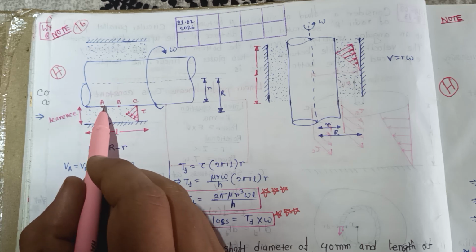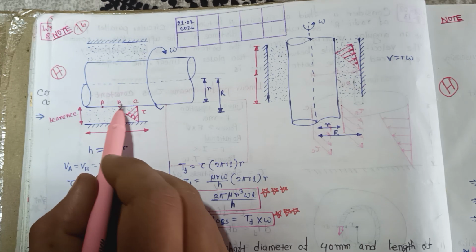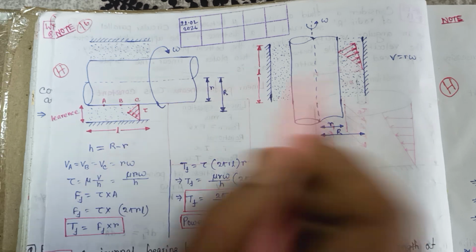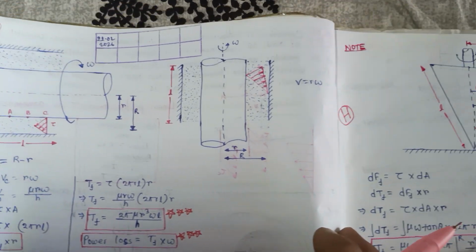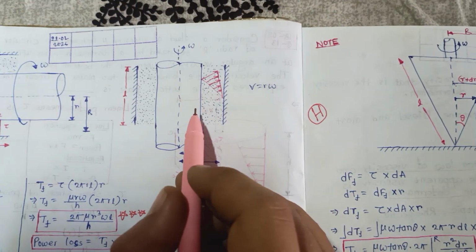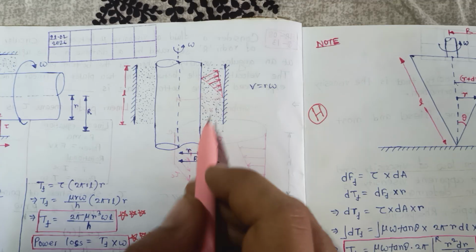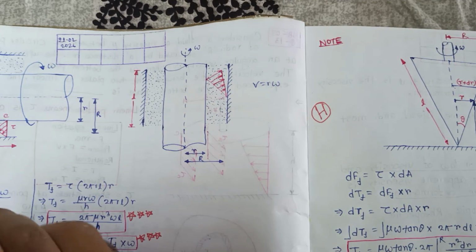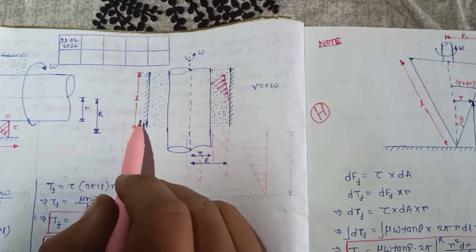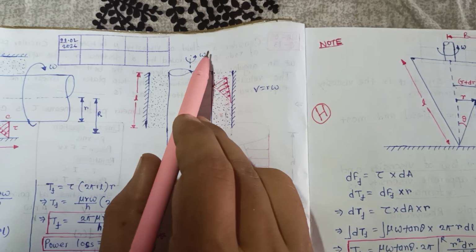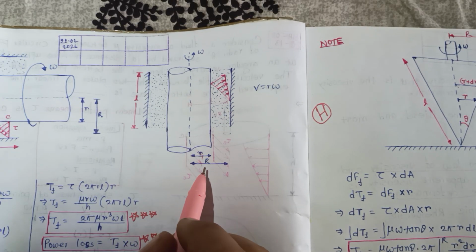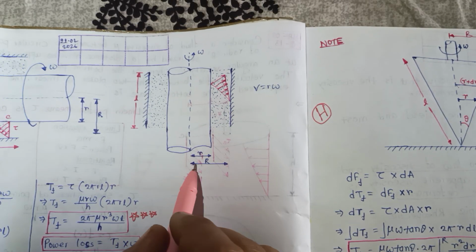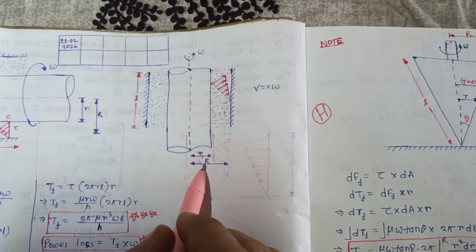Here there are points A, B and C. So, same view here. This is the vertical position. This is the length L, and here also L, and angular velocity omega, this is the smaller radius r, and here the total distance from center line to wall is capital R.